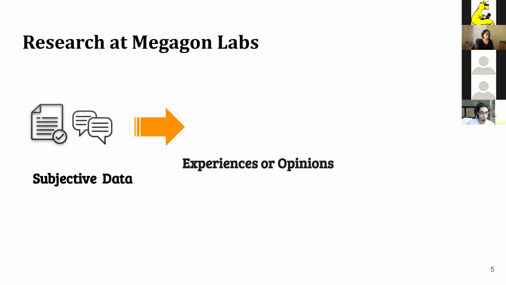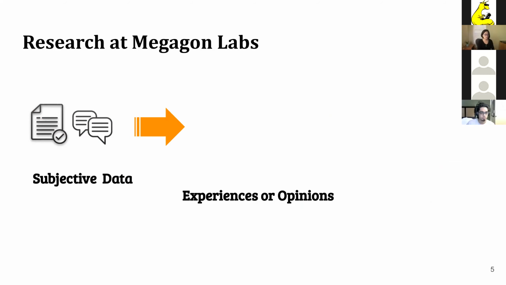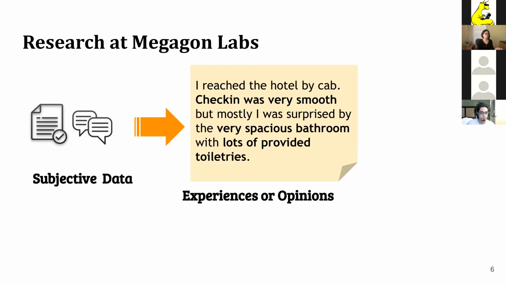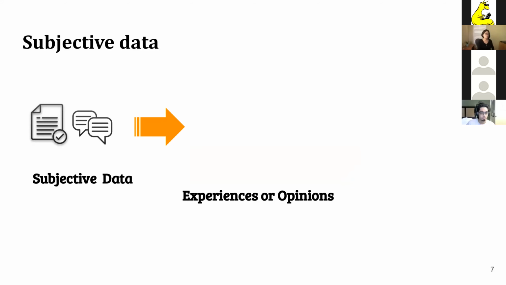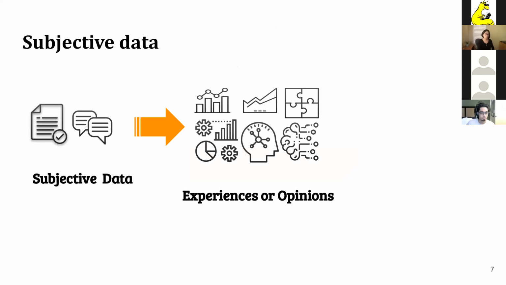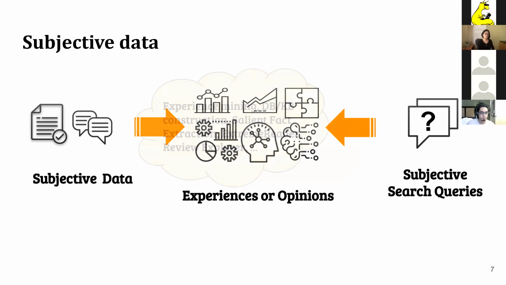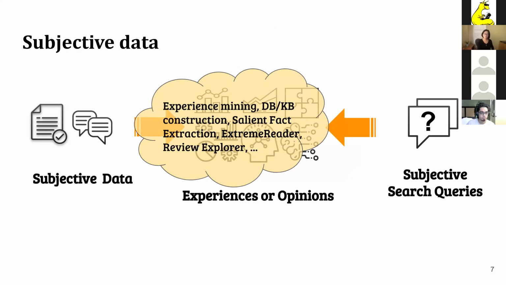So from subjective data, what we want to get out of it is all the experiences and opinions that people put into writing, all these tweets and comments and reviews about products, right? So that's one goal. Here's an example. I reached the hotel by cab, check-in was very smooth and so on, very spacious bathroom, lots of provided toiletries. So the phrases highlighted in bold are the subjective comments, right? Like check-in was very smooth is very subjective because it's what the person thinks. Right, and very spacious bathroom and so on. So we want to mine all this subjective opinion out there and to be able to query them, right, through what we call subjective search queries, right?